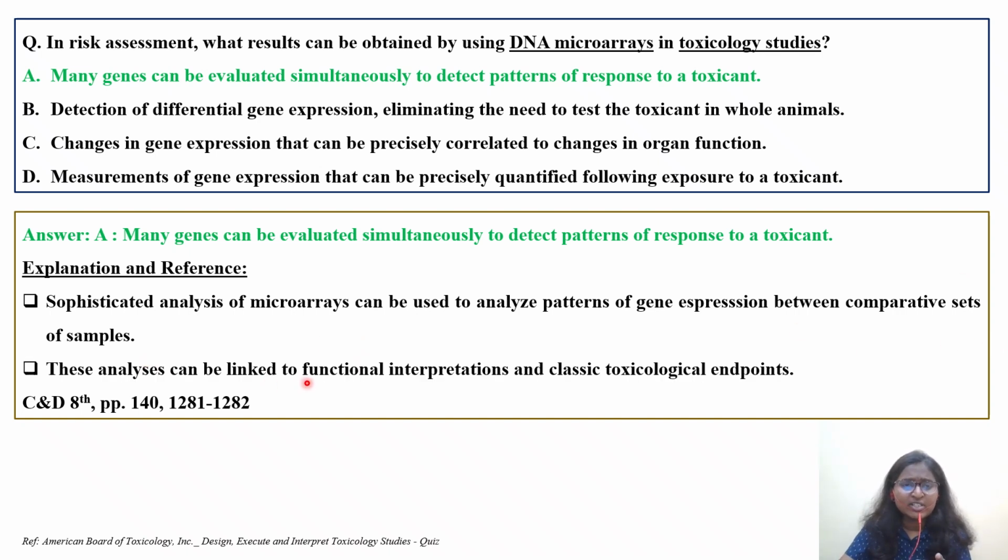These analyses can be linked to functional interpretation and classical toxicology endpoints. What are the classical toxicology endpoints? That is nothing but LD50, MTD, NOEL. These are the classical toxicology endpoints. This functional interpretation can be correlated with the classical toxicological endpoints.